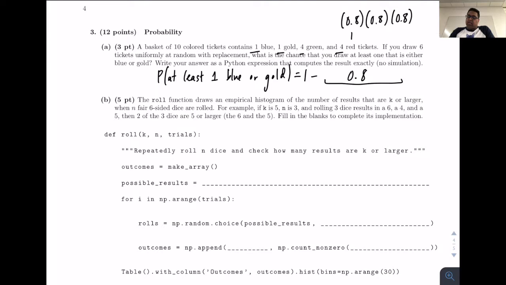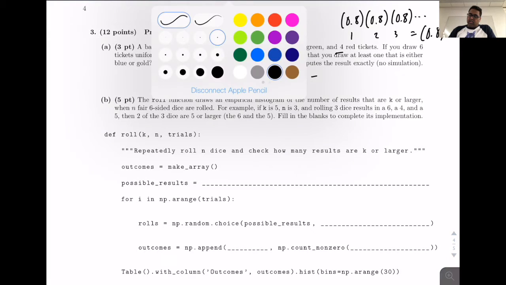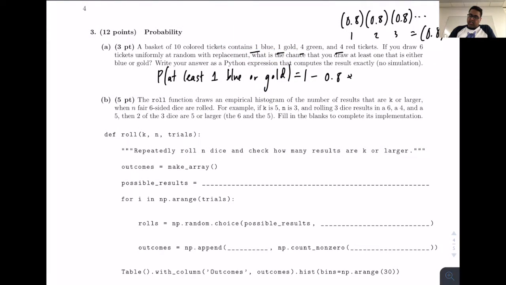We have the first card, the second card, the third card, and so on. Since we have 6 cards, that's going to end up being 0.8 to the 6. We have to multiply by 0.8 for each of the 6 cards that we have. And since we want a Python expression that will represent this, we will have 1 minus 0.8 star star 6. So this will be our answer.